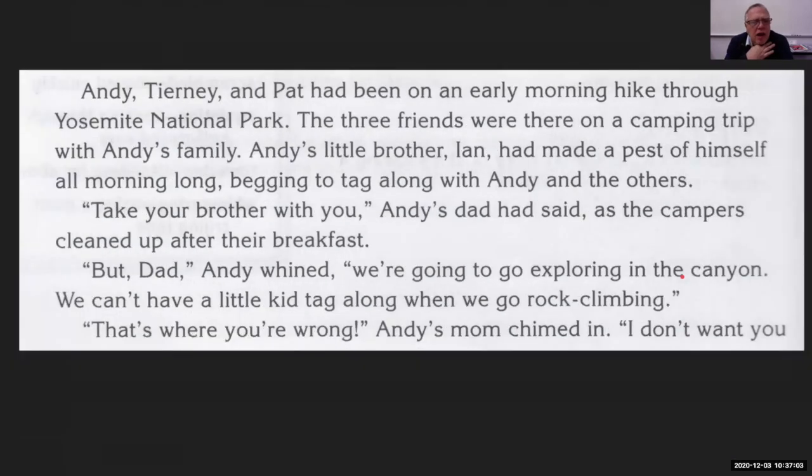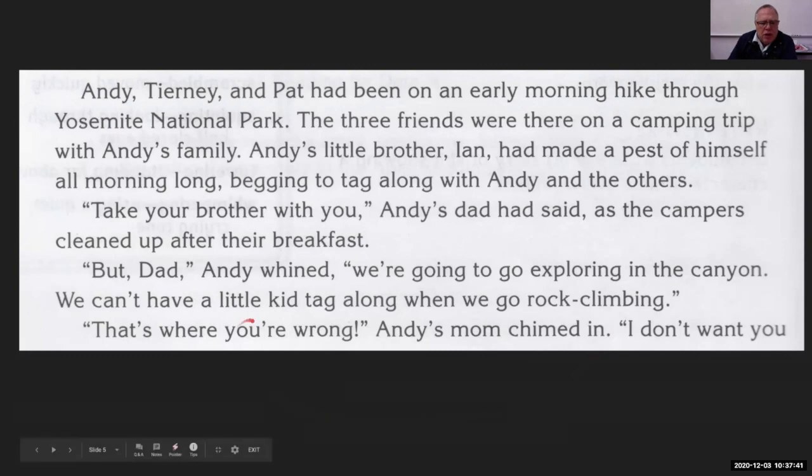Andy, Tierney, and Pat had been on an early morning hike through Yosemite National Park. The three friends were there on a camping trip with Andy's family. Andy's little brother, Ian, had made a pest of himself all morning long, begging to tag along with Andy and the others. "Take your brother with you," Andy's dad had said, as the campers cleaned up after their breakfast. "But Dad," Andy whined, "we're going to go exploring in the canyon. We can't have a little kid tag along when we go rock climbing."